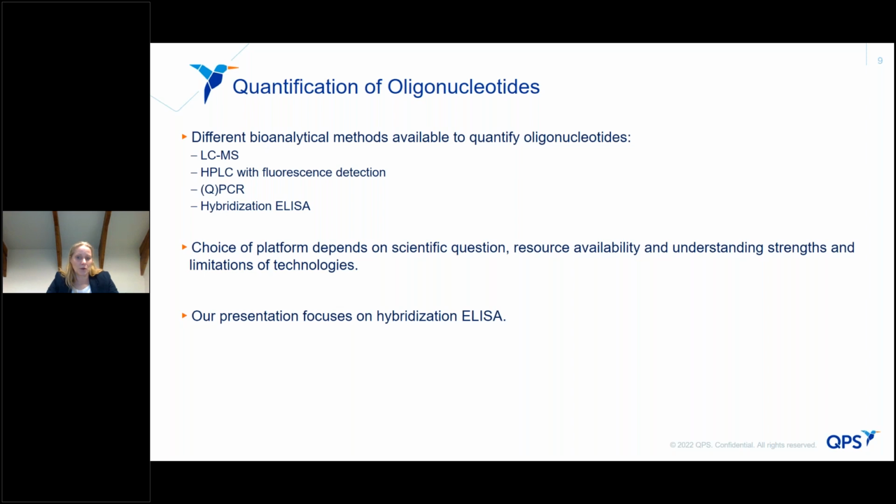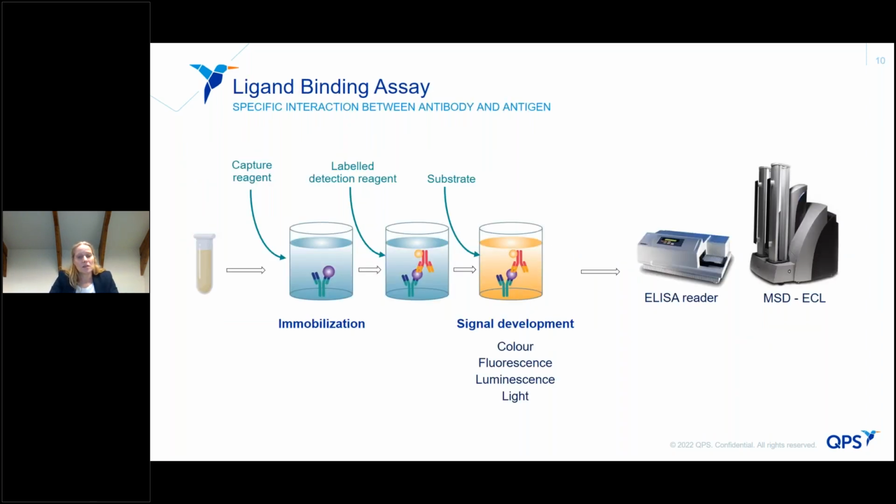With this presentation, we focus on the hybridization ELISA, and I will tell you more about that. The hybridization ELISA is a type of ligand binding assay, and below you see a picture of how it works in practice. You have a diluted sample, which is immobilized using a capture reagent. Unbound reagent is washed away and labeled detection reagent is added. In the end, a complex is formed, and after an extra wash, it is detected by addition of substrate. When you add the substrate, a signal develops, which could be a color, a fluorescence or luminescence, or a light signal, which can be detected with an ELISA reader or an MSD electrochemiluminescence reader.